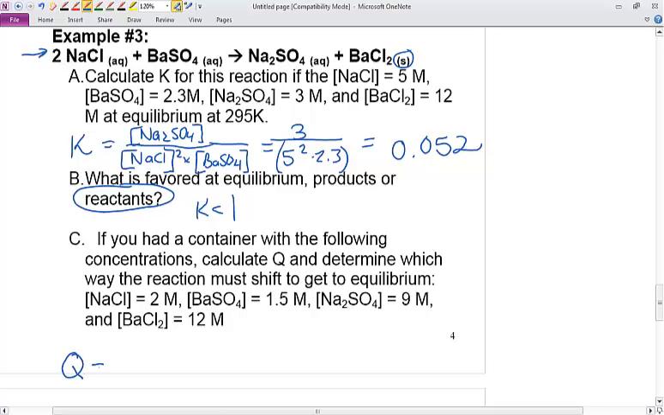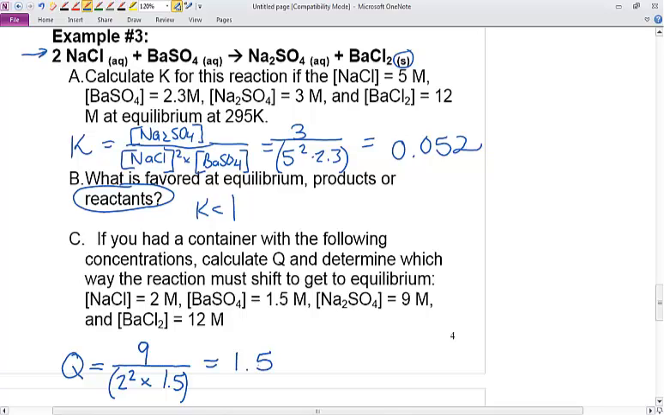So Q is again going to be the same equation as K, but now we just have random numbers. The sodium sulfate concentration is 9. The sodium chloride concentration is 2, so that's squared. We'll multiply that by the barium sulfate concentration, which is 1.5. Notice that we're again excluding the barium chloride because it is a solid. When you plug and chug that in your calculator, double check me, but I think you get 1.5.